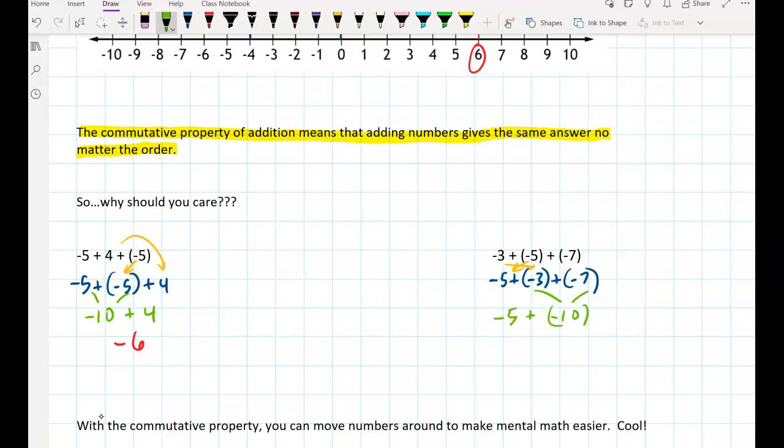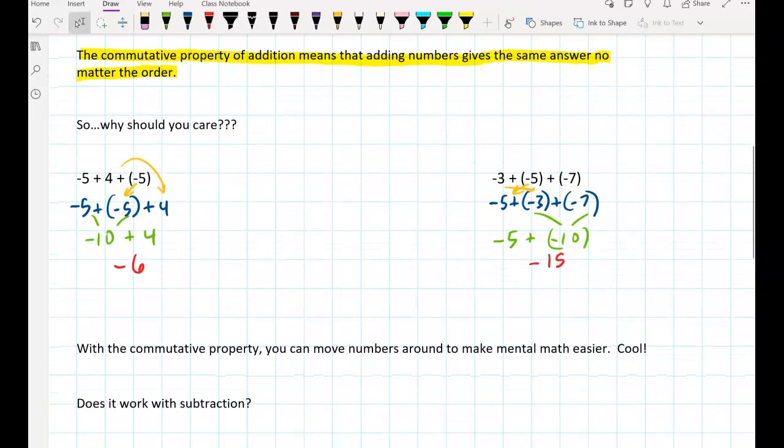And I'm going to add that to the negative 5. So now I'm going to add negative 10 plus negative 5, or negative 5 plus negative 10, and that is going to give me negative 15. So with the commutative property, I'll write this down. I'm going to highlight it so you write it. With the commutative property, you can move numbers around to make mental math easier, which is very, very cool.